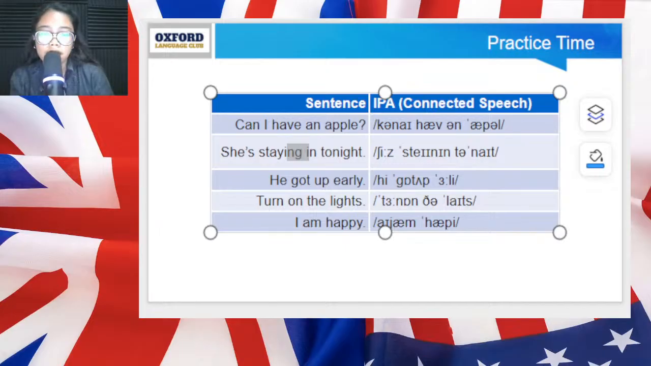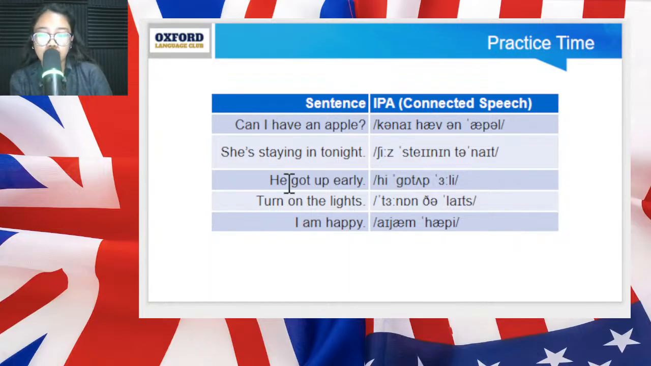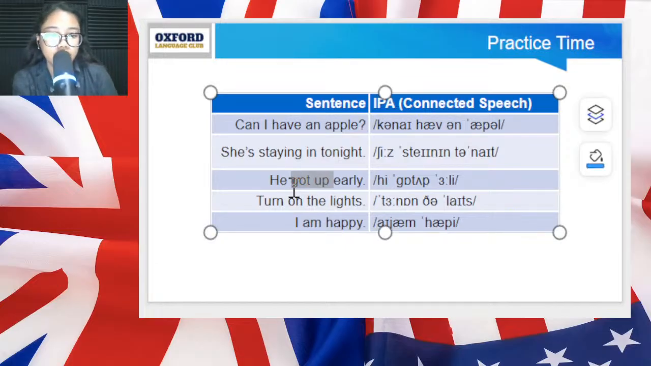Our third sentence for practice, he got up early. Again, he got up early. Separated words. He got up early. That's the clear way. The main linking here is in got up. Okay? Let me highlight that one. Got up.